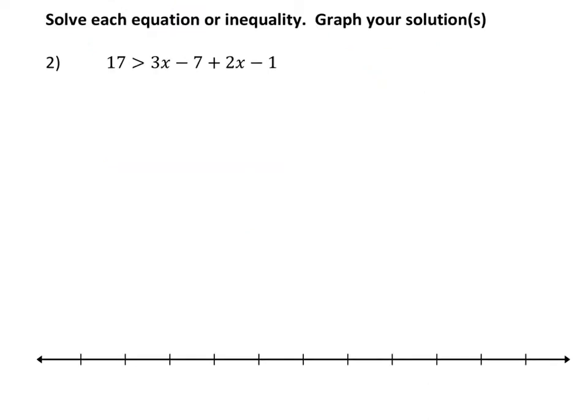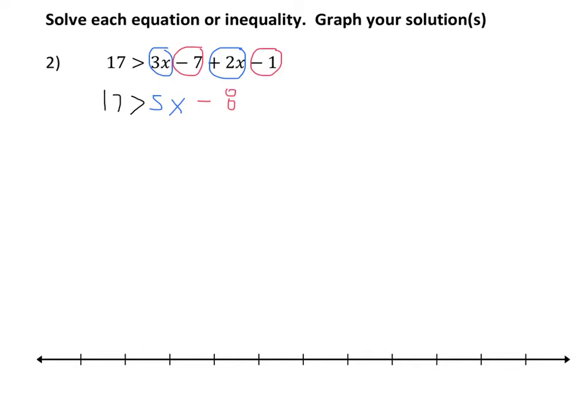This one I have 17 is greater than 3x minus 7 plus 2x minus 1. Something like this, you always want to simplify everything you can before you start to do things to both sides. So I'm going to combine my 3x here with this positive 2x. That's going to give me 5x. And I can also combine the negative 7 with this minus 1, which gives me minus 8. I'm going to bring this 17 is greater than down. So I have 17 is greater than 5x minus 8.